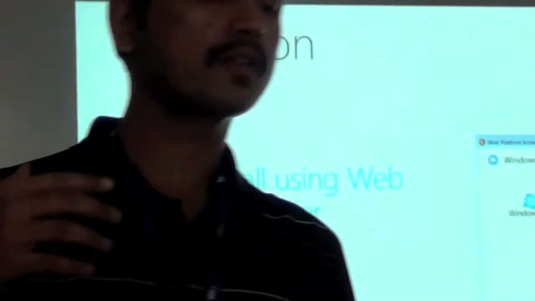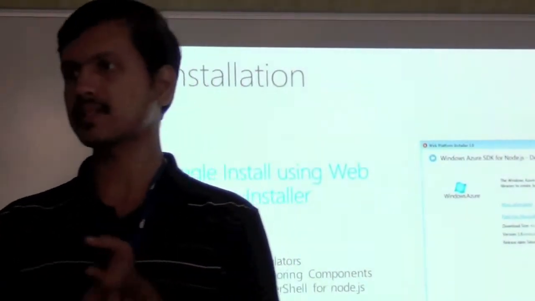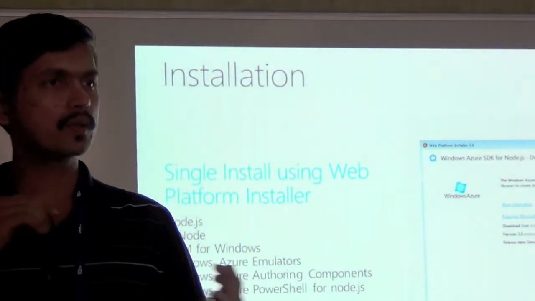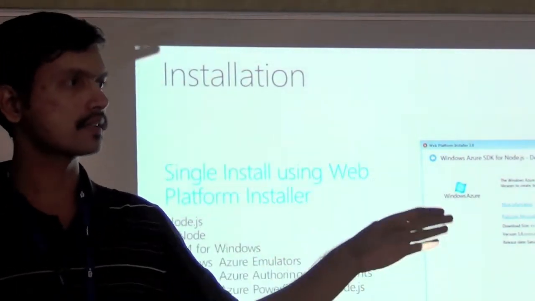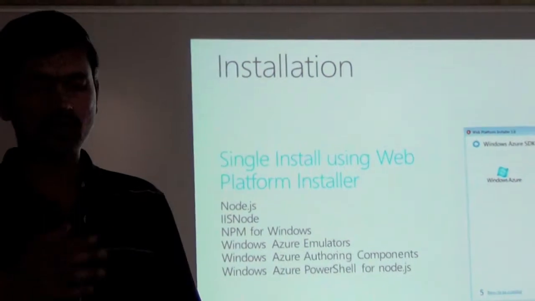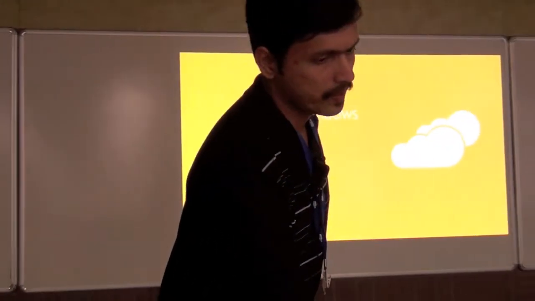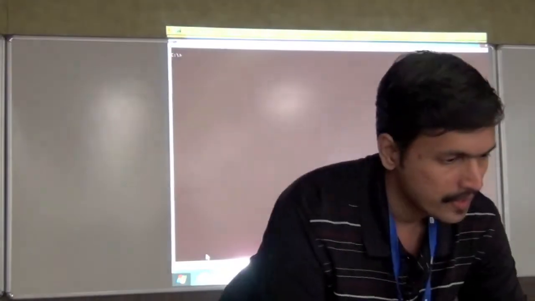When you install Node using WebPI, you obviously get Node, you get npm, the Node package manager, and you also get support for Node in IIS. That's called IIS Node, which is a module in IIS that enables you to host your Node applications in IIS. So let's take a look at that. What all can you do with Node on Windows, right?